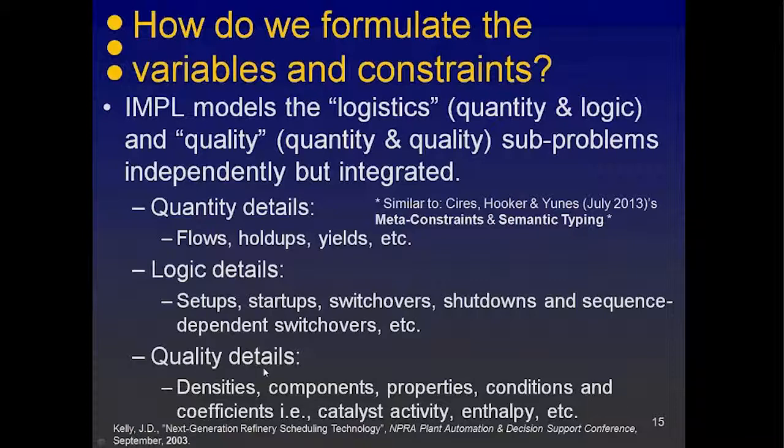Quality details, chemical engineering, we know that quite well: densities, components, properties, conditions. Conditions are like temperatures and pressures. And then we've also added coefficients. These are like parameters that you can fit. So you can fit catalyst activity, or if you don't want to fit it, or if you have some empirical correlation, you can use phase equilibrium, equations of state, sorry. You can actually call out to a DLL that has those third-party property packages, and you can load them into IMPL as coefficients.